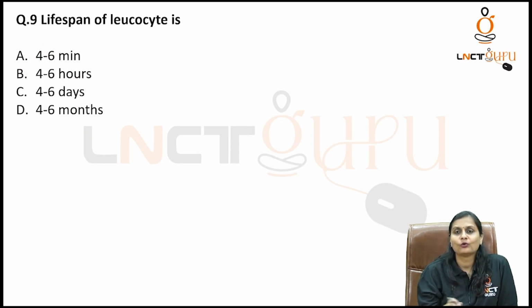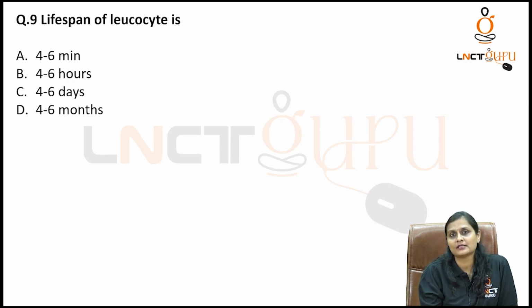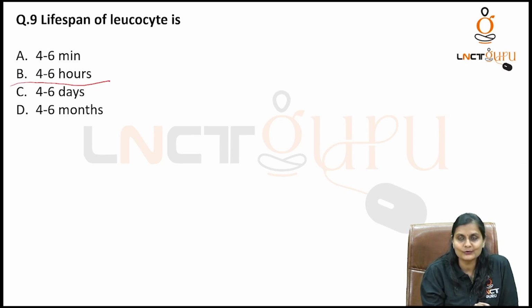Now we move on to the next question, that is question number 9. Lifespan of a leukocyte is. The options for this are option A, 4 to 6 minutes, option B, 4 to 6 hours, option C, 4 to 6 days, and option D, 4 to 6 months. The answer for this question is option B, that is 4 to 6 hours.